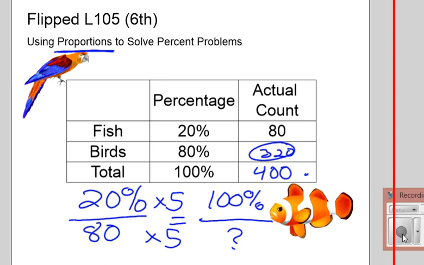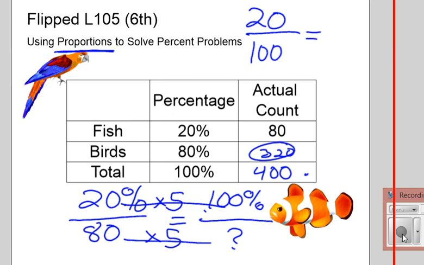Now, another way to look at these problems is that sometimes instead of the relationship being like this, we're going to take the relationship like this. You can take the 20% over the 100%, and it's going to equal the 80 over our unknown. But as we're going to see, it's going to be the same answer. 20, we're going to multiply by 4. Here we're going to multiply by 4, and we're going to get an answer of 400 again. So we know we're doing this correctly, even though we might set it up one of two different ways.